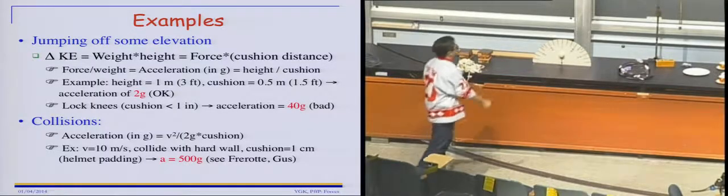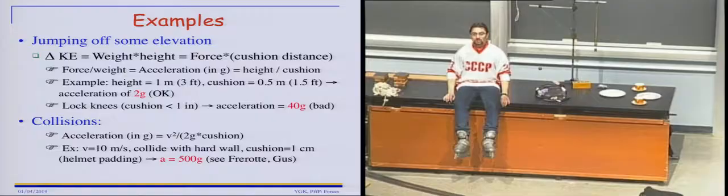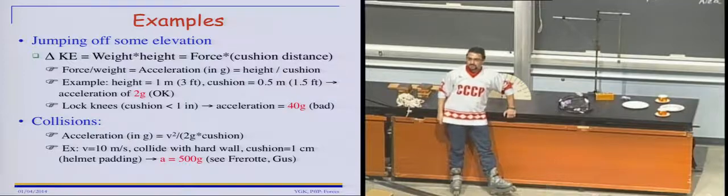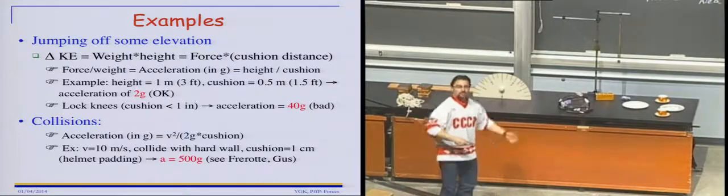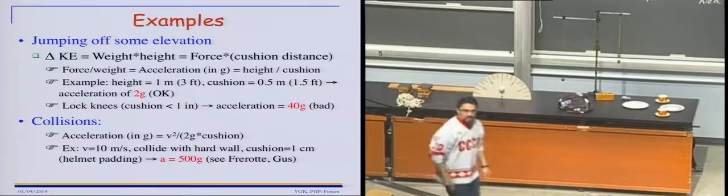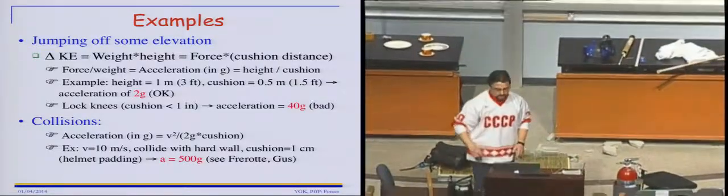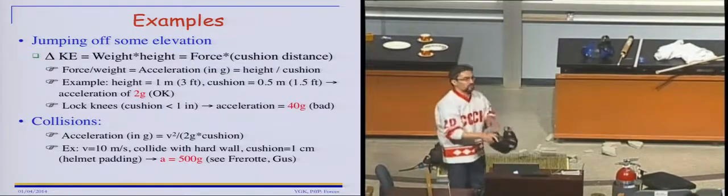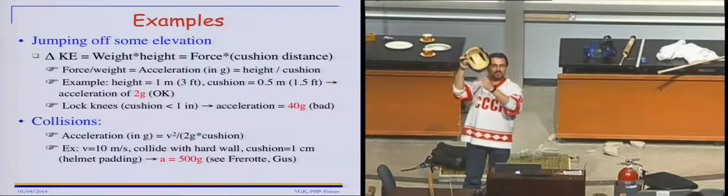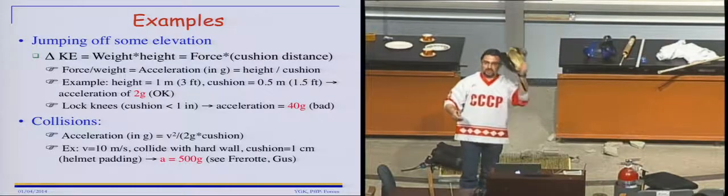But if you lock your knees and lock your ankles, and then now the cushion distance is an inch or so, jumping from this height is dangerous. That can produce accelerations of 40 g or so, and that's a bad idea. So again, instinctively we know this. Similar in the collisions, there was a story about a quarterback in Detroit named Gus Frerotte. He was wearing a helmet. Helmets have padding. This padding is not very thick. This padding is in fact designed to reduce the amount of acceleration on your head.